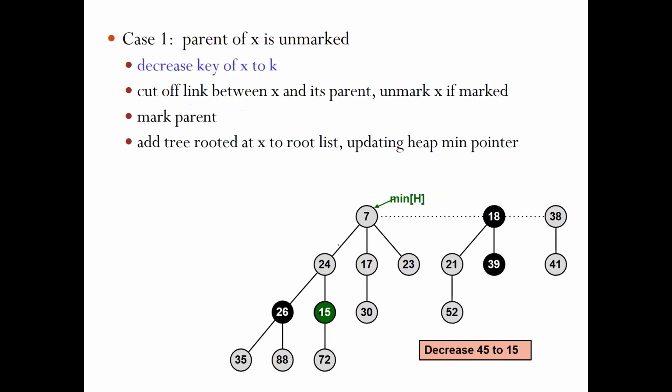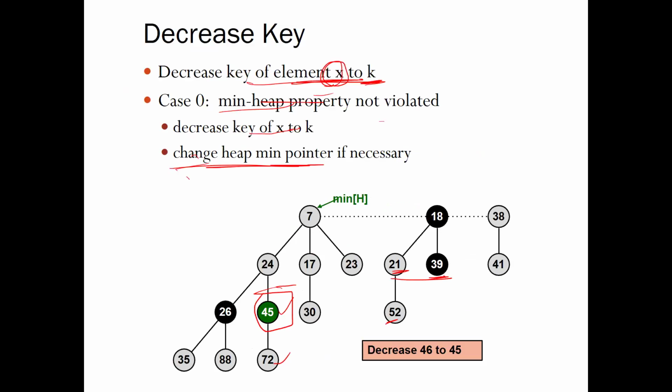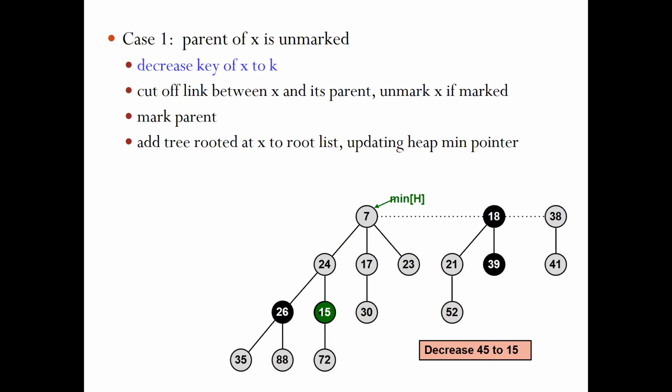Now case 2: the parent of x is unmarked. In this case, case 0 is where no heap property is violated. Now the parent of x is unmarked. Suppose that you're decreasing the value of 45 to 15. Now what happened? Case 1 is that there is a heap property violation. The min heap property is violated. In that case, 15 cannot stay here, right?